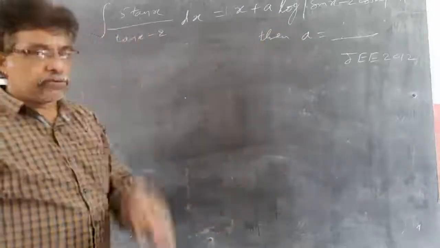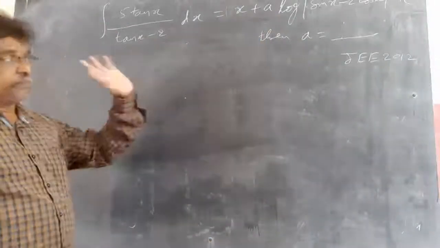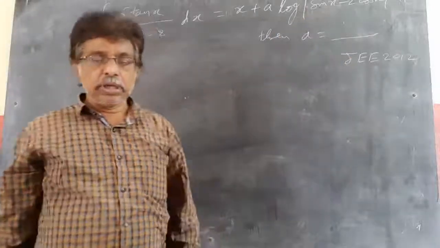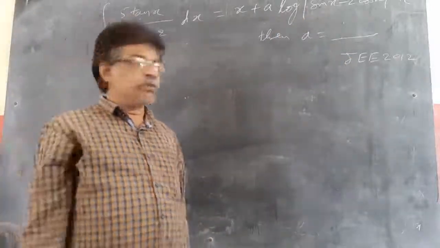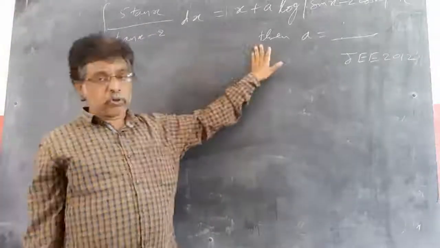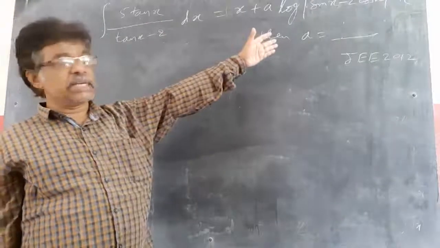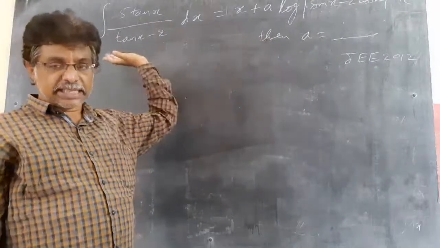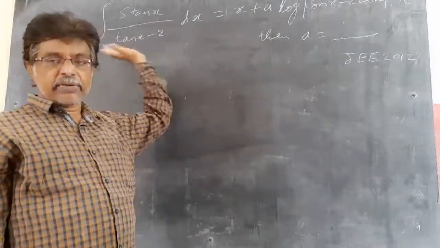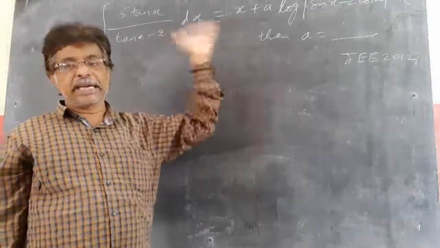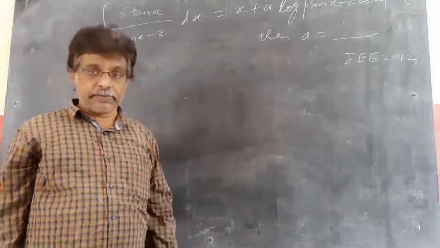There are two ways of doing this. For these sorts of sums, if he is giving something equal to something and asking for a, b, c values, then definitely one simple way is differentiating on both sides. Antiderivative and integration cancel. You know the derivative. By differentiating and comparing like terms you will get it. Simple logic, that is one method.